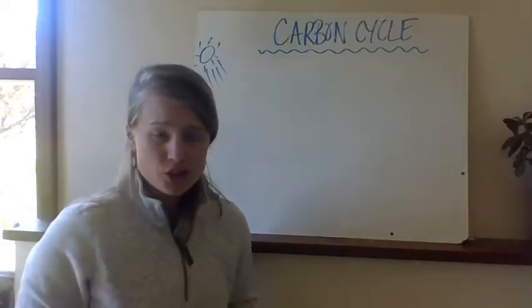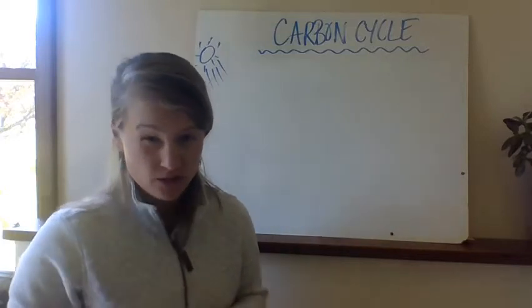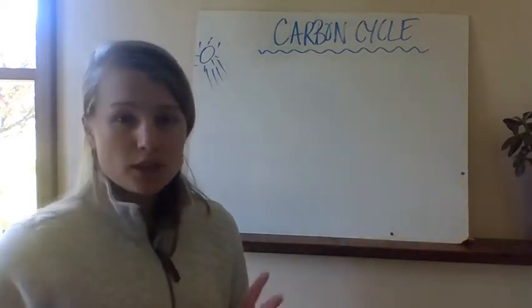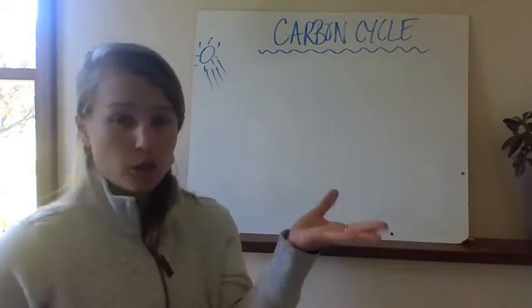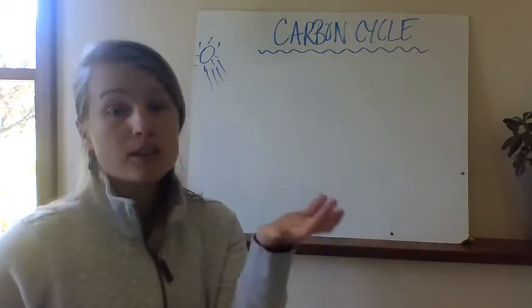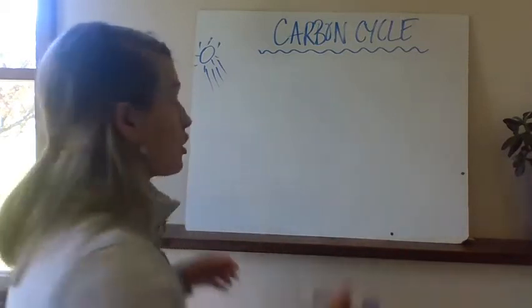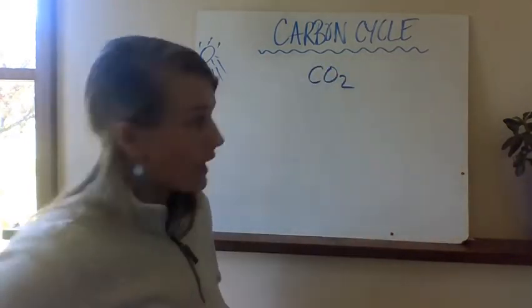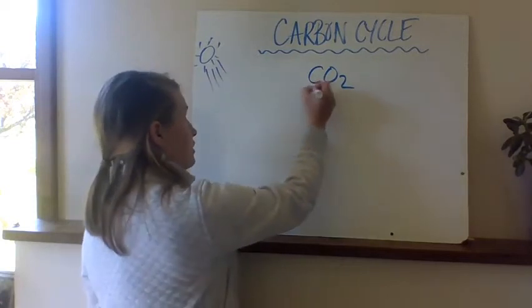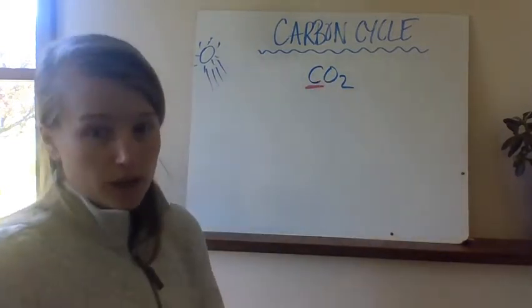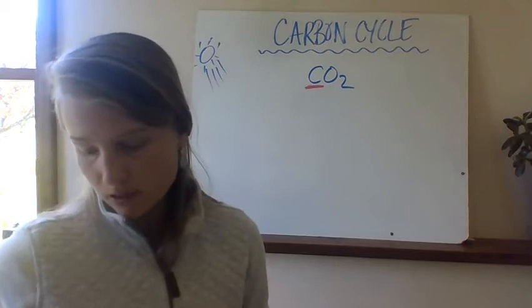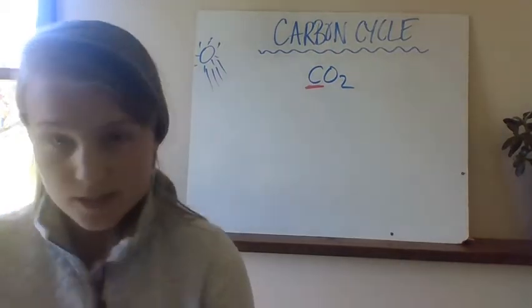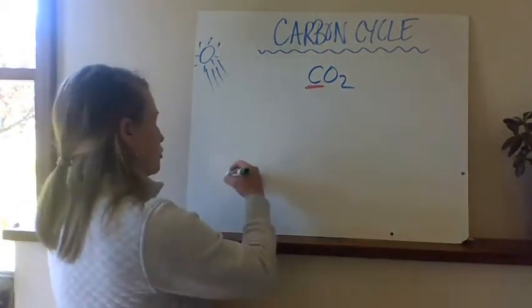Okay, so we're going to start with an even more simplified version of the carbon cycle. The carbon is in our atmosphere, we know. And when carbon is in our atmosphere, it is in the form of carbon dioxide. So we have CO2 in our atmosphere, and you can see the carbon right here. So we're going to follow that carbon all the way through this cycle. So then what happens is a tree grows.